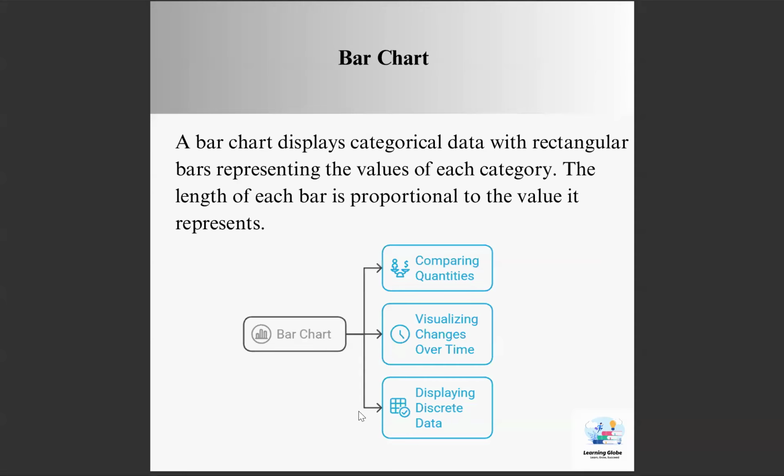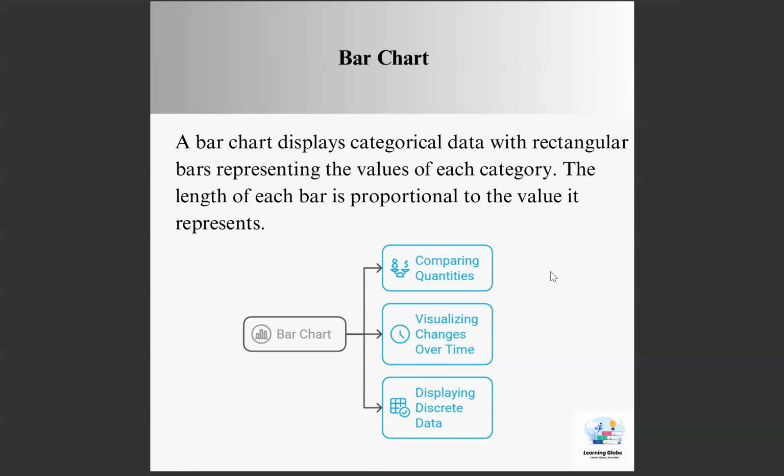What is a bar chart? A bar chart shows categorical data with rectangular bars. It has a bar-like structure which represents the value of each category. The length of each bar is directly proportional to the value it represents. Now, where can we use a bar chart? A bar chart can be used for comparing quantities, visualizing changes over time, and displaying discrete data.